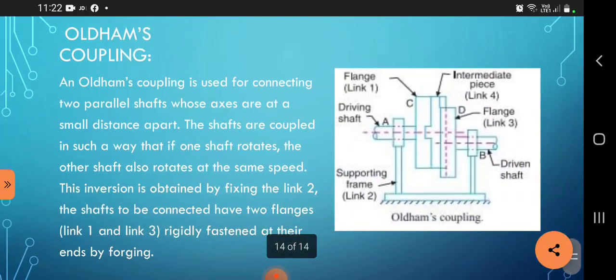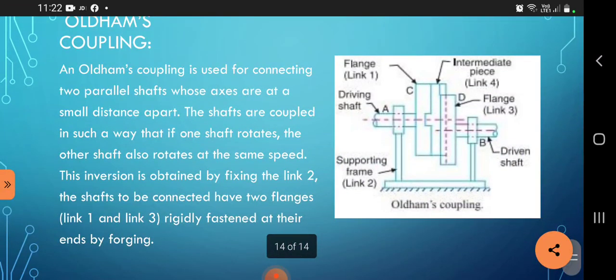Oldham's coupling. Oldham's coupling is used for connecting two parallel shafts whose axes are at a small distance apart. The shafts are coupled in such a way that if one shaft rotates, the other shaft also rotates at the same speed. The inversion is obtained by fixing link 2, and the shafts will be connected to two flanges, links 1 and 3, rigidly fastened at either end.